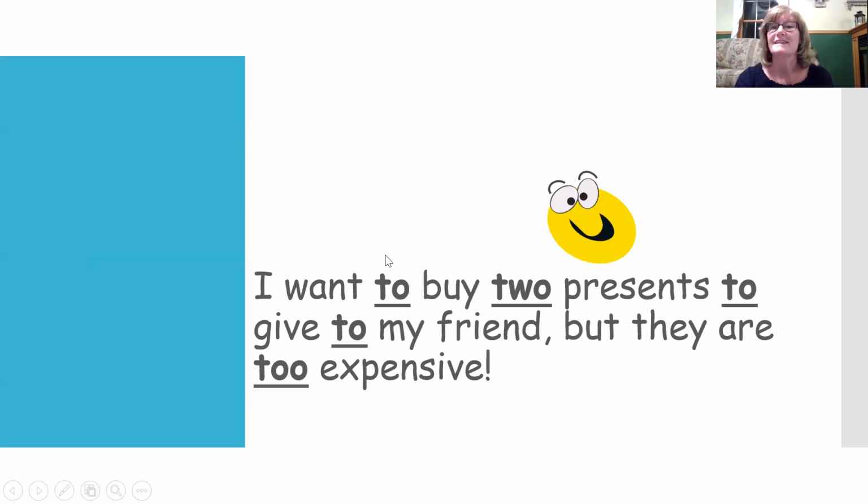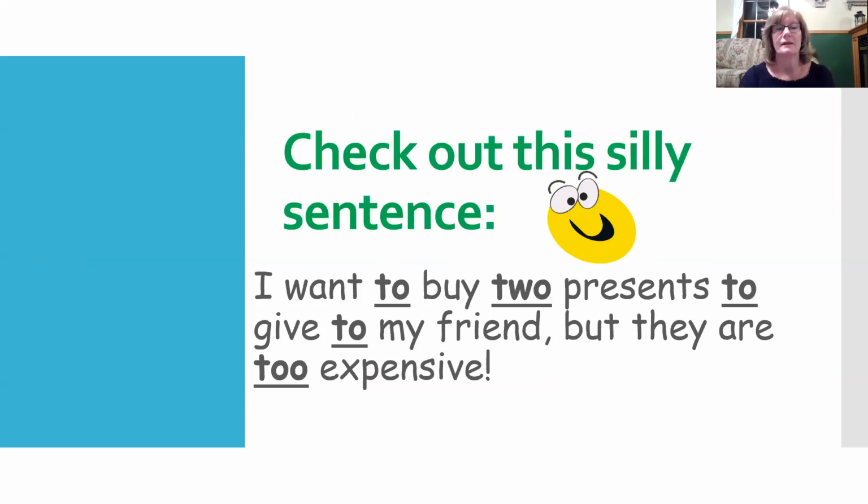Check out this really silly sentence that I wrote for you. I want to buy 2 presents to give to my friend, but they are too expensive. I was able to use all 3 versions of the word to in one long sentence. I want to buy. Buy is an action, so I'm using to in front of it. 2 presents, that's an amount, so I write the number 2, TWO. To give. Give is something we do, so I'm using TO.